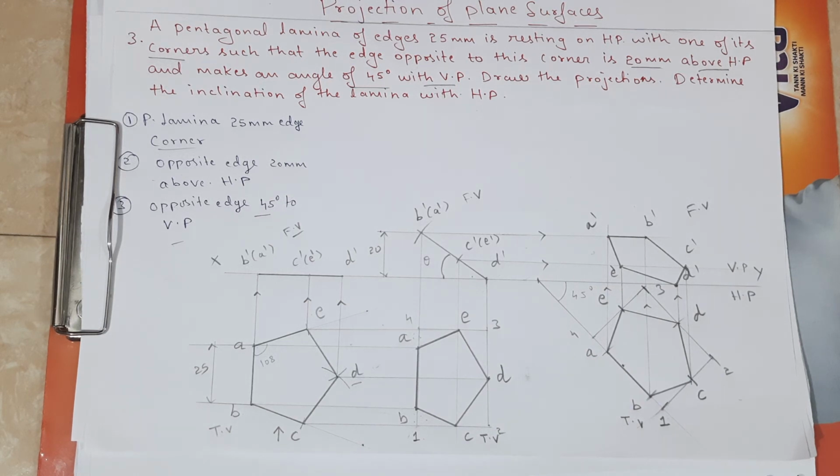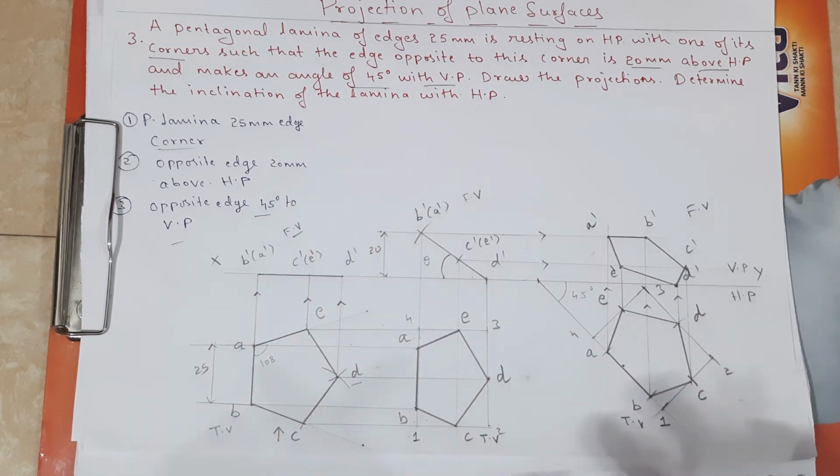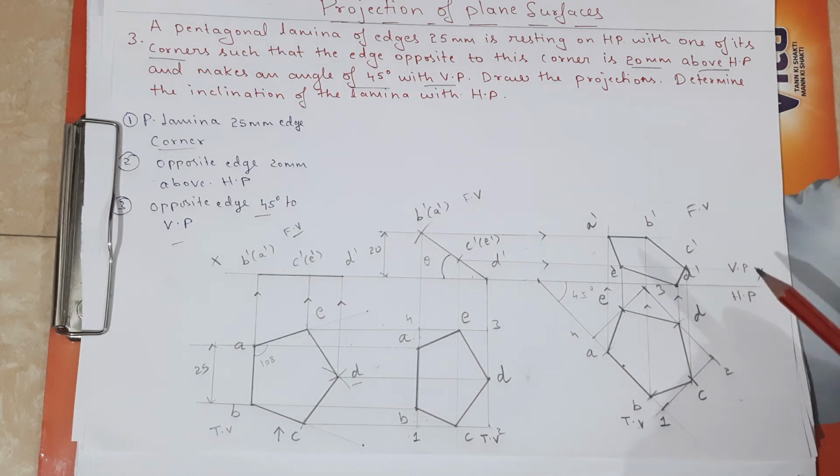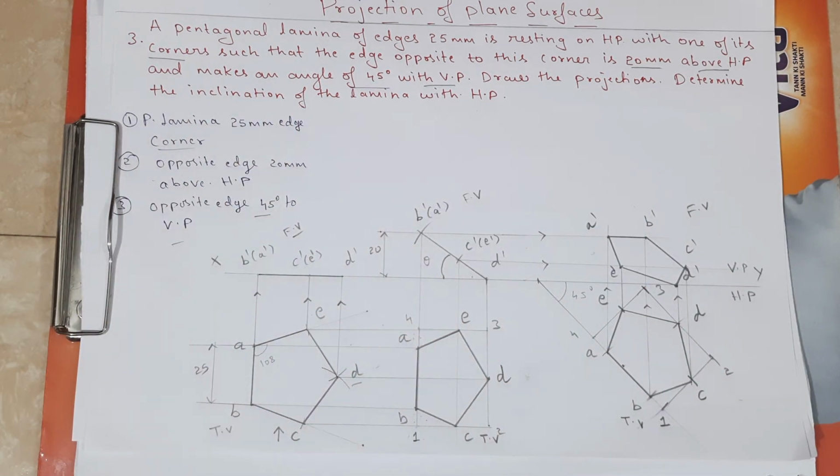So always pay attention, only the top view and front view must be dark, whereas the remaining XY line, projection lines and dimension lines must be thin. Okay, so this is how we are going to solve this problem. This is the final position which satisfies all the given conditions. I hope you understood. Thank you.